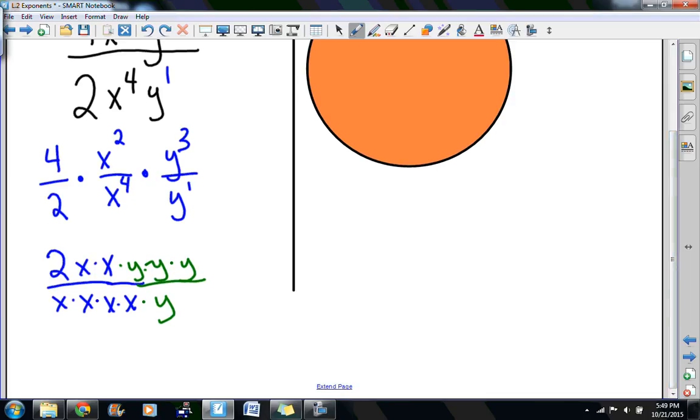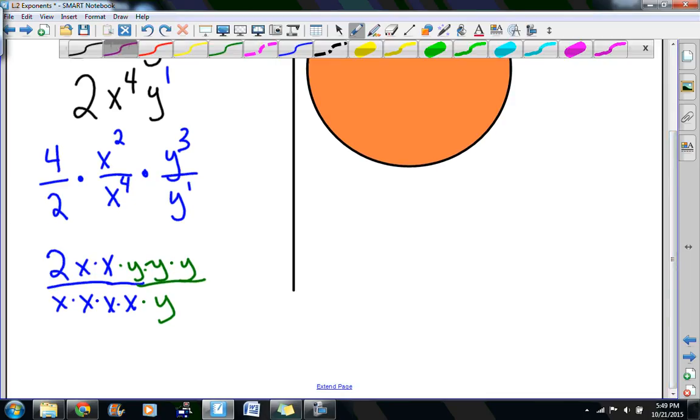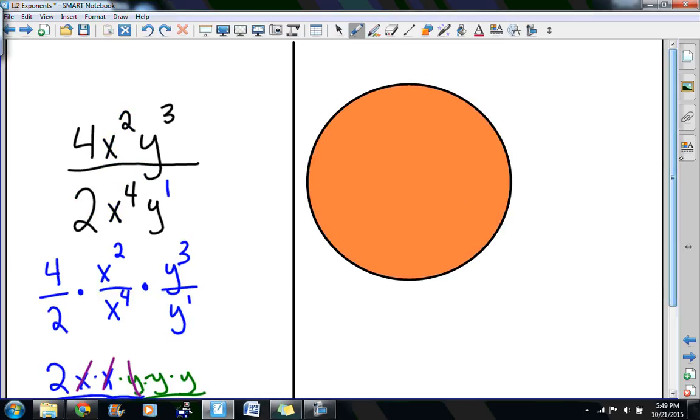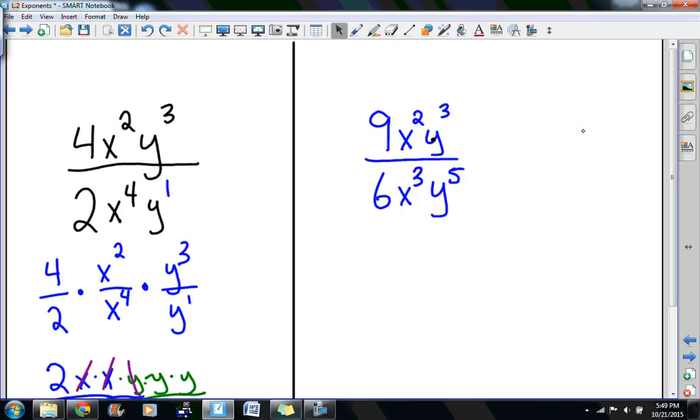So we need to simplify every value that we can. So I know that 2 of the x's can be simplified from both. And I know 1 of the y's can be simplified there. So on the top, I get 2y squared. And on the bottom, I get x squared. And that would be the answer. Okay? So it's a little tricky. But I want you to try one on your own and see how it goes.